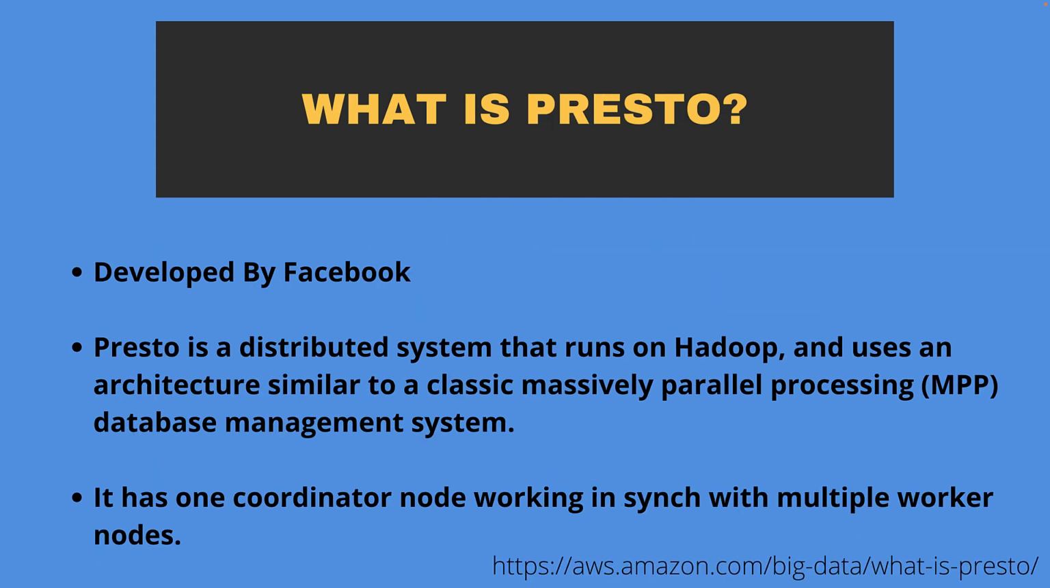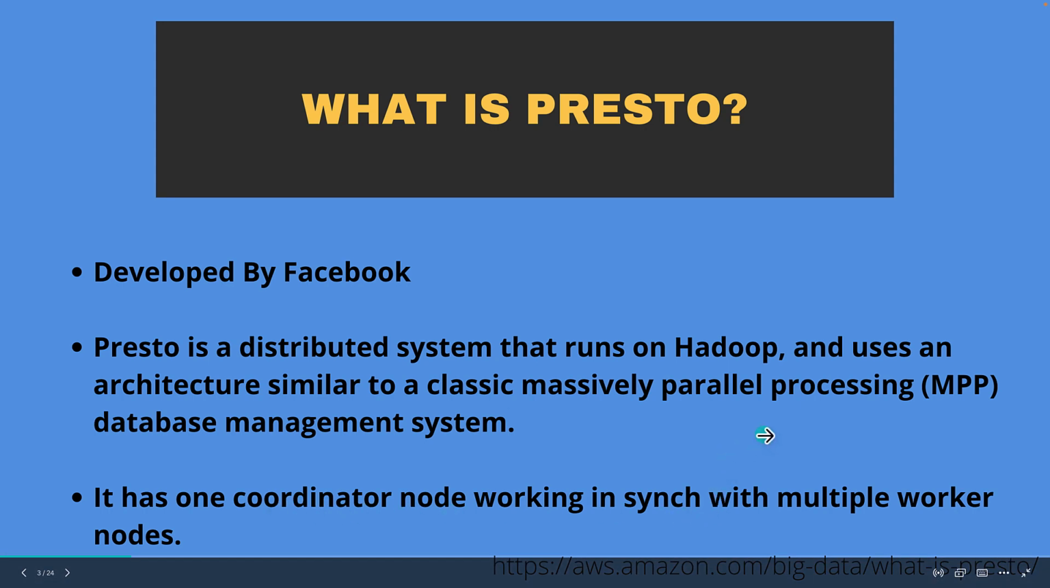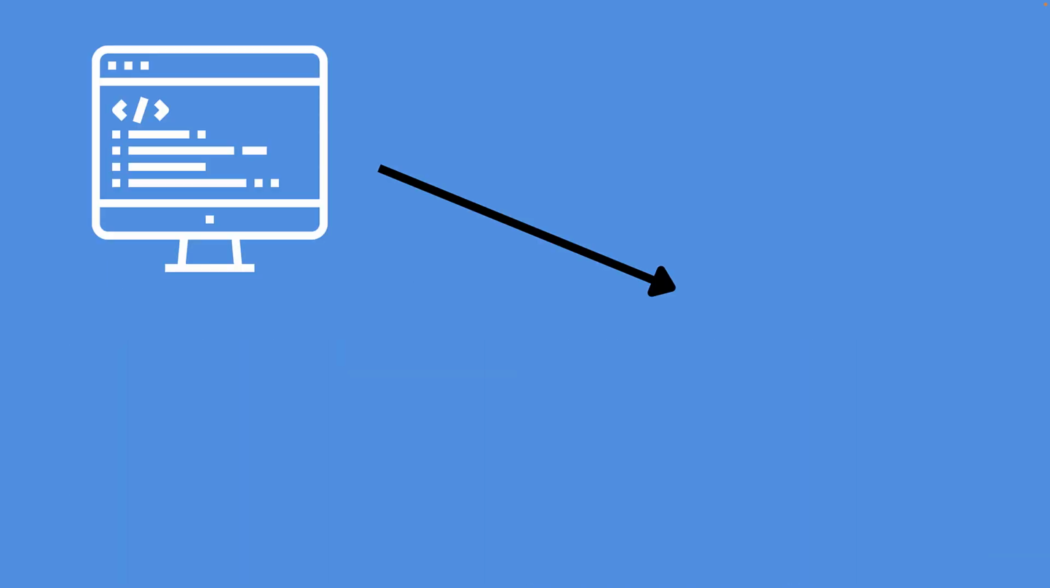What is Presto? Presto was developed by Facebook and is now open source. It's a distributed system that runs on Hadoop, uses architecture similar to MPP, massively parallel processing, database management systems. It's got one coordinator, and then it works in sync with multiple worker nodes. I've left a link down below in the presentation to AWS where you can go read more on it, but at a high level, it looks like this.